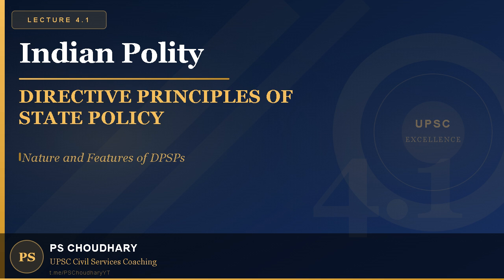The right to health derived from Article 47, which directed the state to raise nutrition and improve public health, became part of Article 21. The right to free legal aid derived from Article 39A. It became part of Article 21 in the Hussainara Khatoon case of 1979, even before Parliament passed the Legal Services Authorities Act in 1987. So while directive principles cannot be enforced directly, they have become the raw material from which the Supreme Court has built the expanded understanding of the right to life.